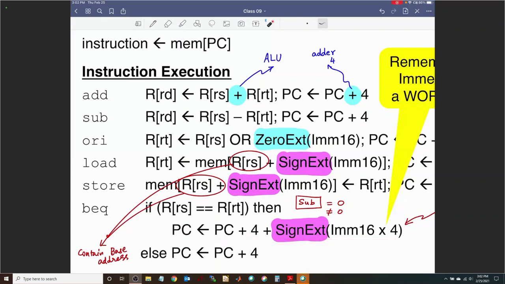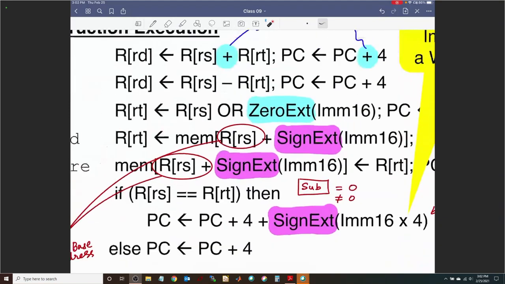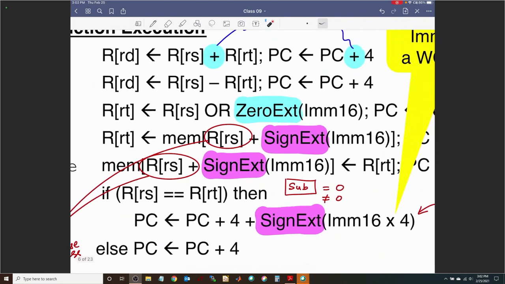Right. So where I need to provide an offset in words, suppose I provide an offset of 2 in words. I would take that 2 multiplied by 4, I get 8 bytes, and I would add that to PC plus 4. What does that mean? PC plus 4 plus 4 plus 4. So instead of looking at the next instruction, I'm looking at 2 instructions down the line. See that?